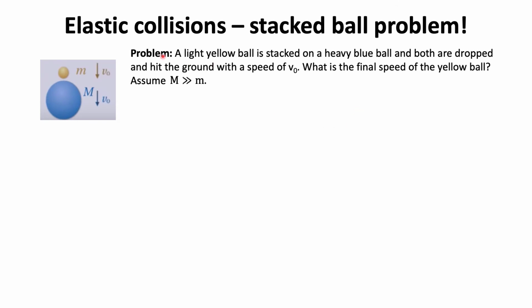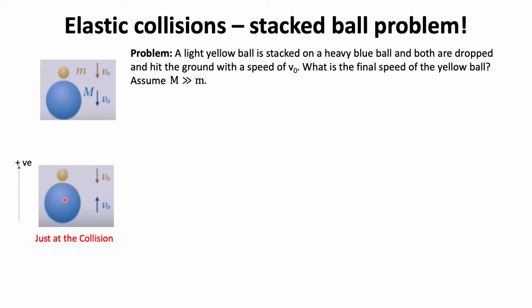Now let us consider the elastic collisions of stacked balls. A yellow ball is stacked on a heavy blue ball and both are dropped and hit the ground with the speed of v0. What is the final speed of the yellow ball? So the yellow ball has a mass of small m and the big ball is of mass capital M. Let us assume that capital M is much greater than m. Okay, and both are moving down and they strike the ground with velocities v0 as shown. So just at the time of collision, what happens is the blue ball rebounds with the velocity of v0 in the opposite direction, whereas the yellow ball is still moving in the downward direction.